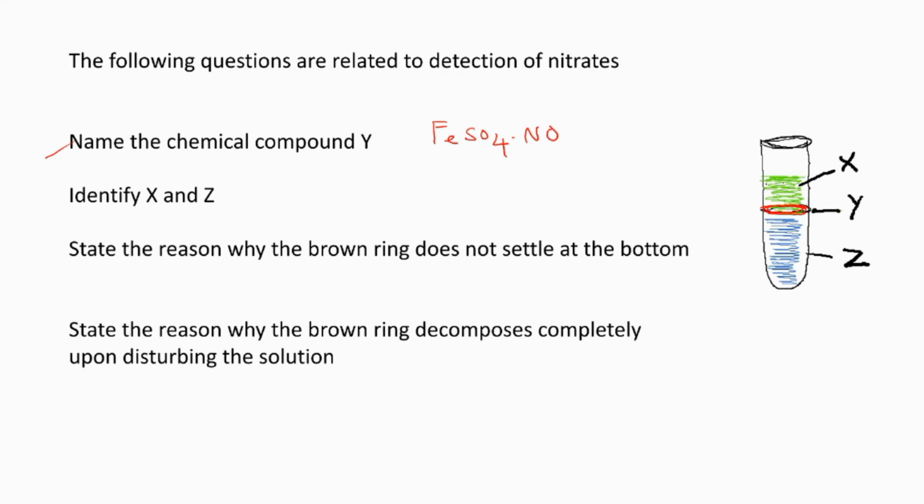Identify X and Z. The layer X will be containing a solution of nitrate, NO3- ion, maybe silver nitrate solution, along with that, freshly prepared ferrous sulfate solution. One more question they will ask: why are we using freshly prepared ferrous sulfate?